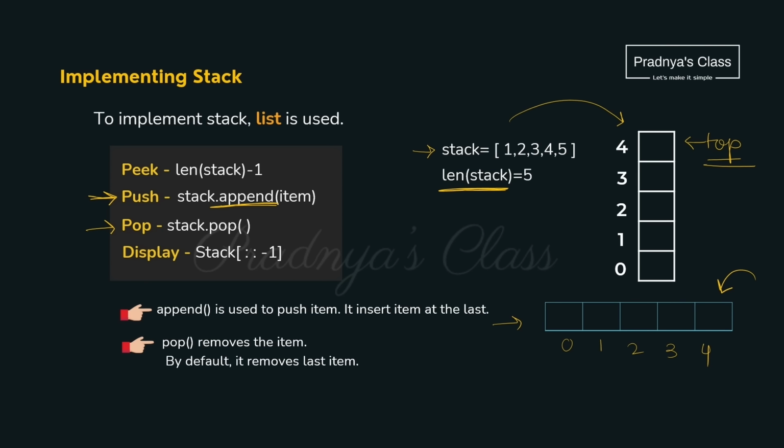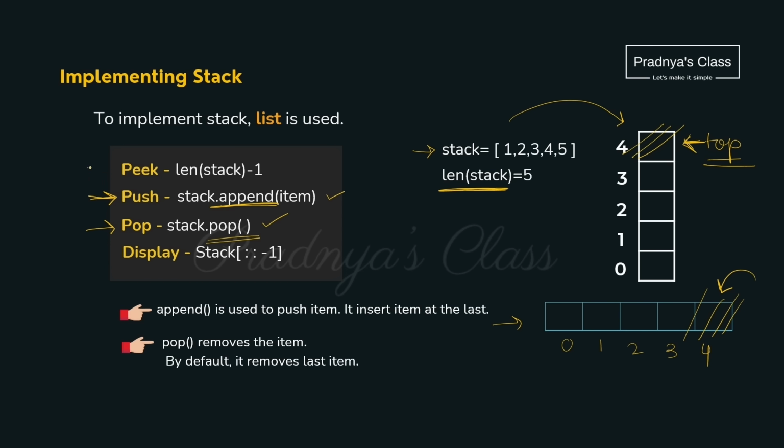Just like push, the pop operation, meaning deletion of the element, will also happen from the top position. It means we need to delete the last item. For that, we already have a function related to list, that is nothing but pop. It will delete the last item by default. In this way, we easily did the push operation as well as pop.